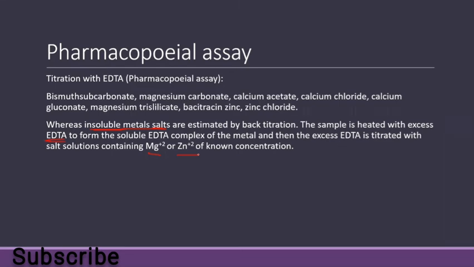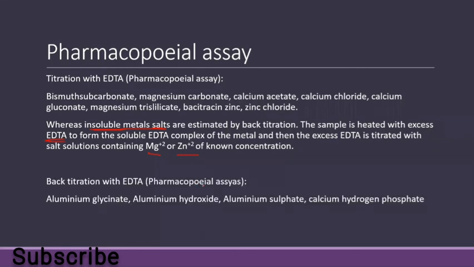So if you have an insoluble metal salt, you will perform back titration. In back titration, you heat the solution with excess EDTA to form stable EDTA complexes of the metal, and then the excess EDTA is titrated with a solution of magnesium or zinc of known concentration. For back titration with EDTA, we have aluminum hydroxide and aluminum sulfate. These are all insoluble metal salts, and you have to perform back titration with EDTA.